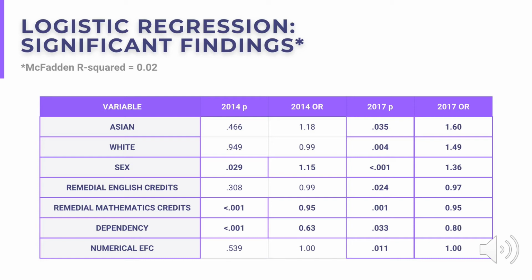Dependency status on the FAFSA had a significant effect on the odds of being retained for both cohorts, with dependent students having 37% lower odds of being retained in the 2014 cohort, while in the 2017 cohort, dependent students had 20% lower odds of being retained. This is a 17 percentage point narrowing of the gap, which warrants further attention beyond the pilot phase of this work. Although EFC had a significant effect on the odds of being retained, the odds increase was close to 0%, making it appear that EFC was not a good predictor of retention for these cohorts.